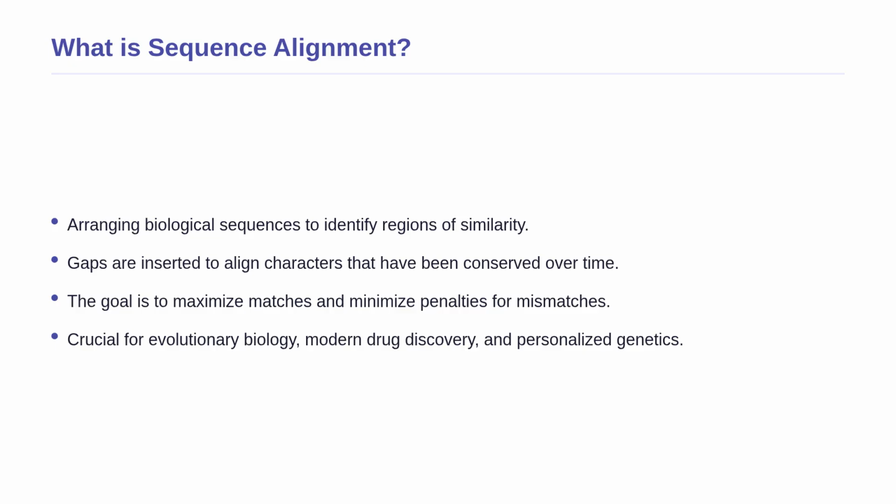Now that we know what our goal is, let us look at what sequence alignment actually means. At its core, it is the computational process of arranging two or more biological sequences to identify regions of similarity. Why does this matter? Because similarities often indicate functional or evolutionary relationships. When sequences do not match perfectly, algorithms insert gaps, represented by dashes, to align characters conserved over time. The mathematical goal is simple: maximize the matching characters while minimizing penalties for mismatches and gaps.